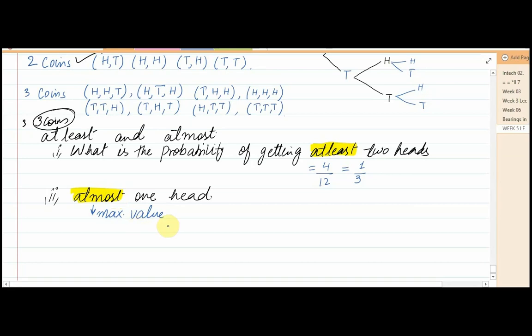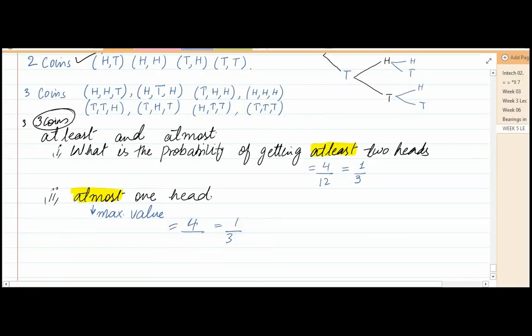That means for the maximum value of 1 head, there are cases with 1 head present, 1 head present, 1 head present, and no head present. Yes, it satisfies the condition of at most. So there are 4 possible outcomes out of 8. It's 1 divided by 2. I don't know why I was dividing by 12. There are 8 possible outcomes.